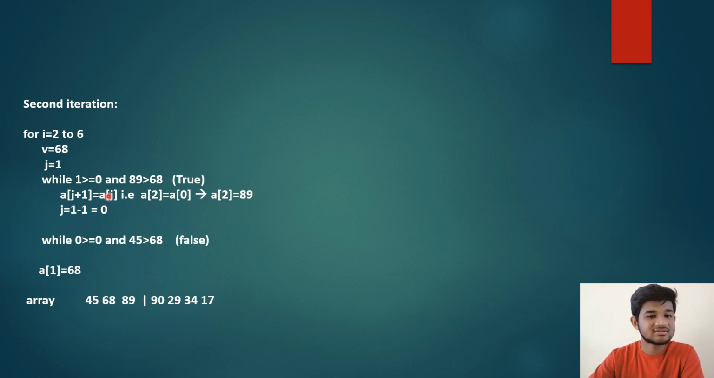Therefore a of j plus 1 is equal to a of j, where a of j plus 1 is a of 2, which is equal to 89. And j is decremented by 1, that is j is equal to 1 minus 1, which is 0. Then again the while loop is executed.